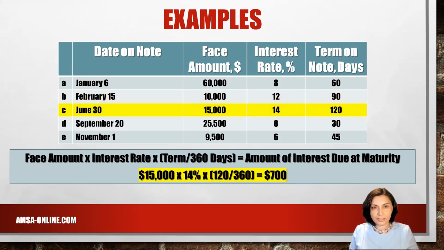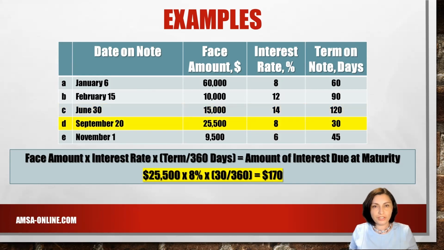In situation C, a 120-day note of $15,000 was issued on June 30th at 14%. Using the same procedure I previously explained, multiply $15,000 by 14% and then multiply the resulting amount by the fraction of 120 days divided by 360 days. The result is interest due at maturity of $700.